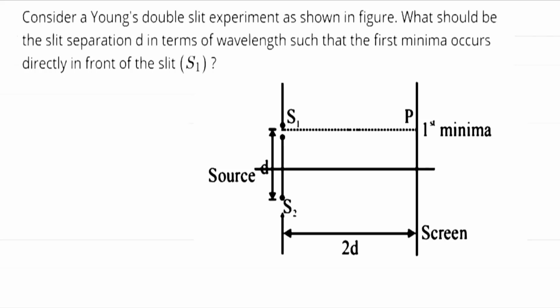Consider a Young's double slit experiment as shown in the figure. What should be the slit separation D in terms of wavelength such that the first minima occur directly in front of the slit?